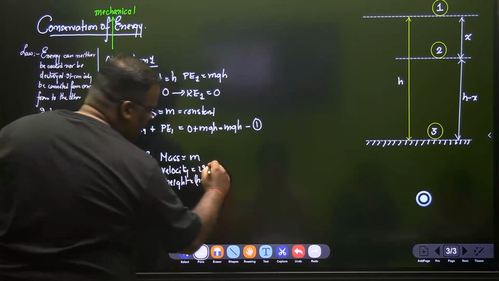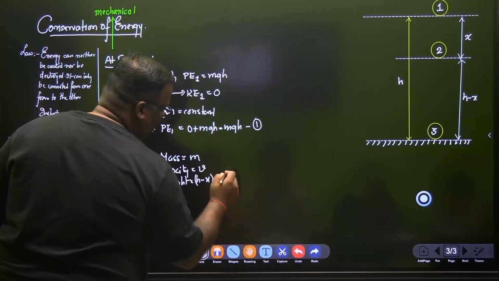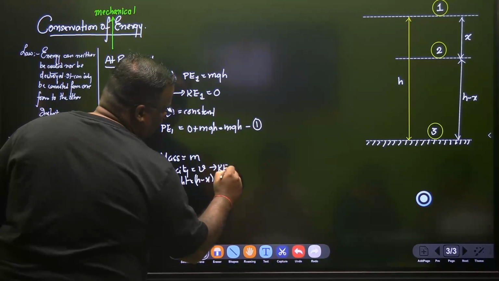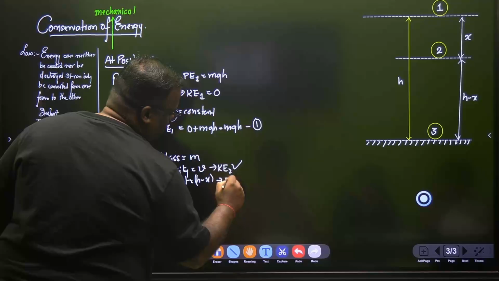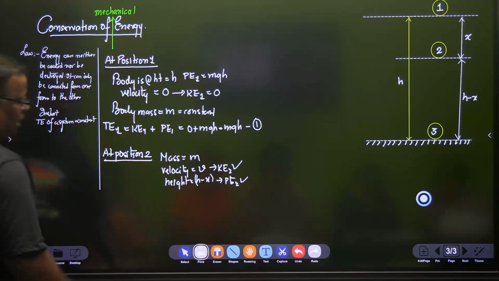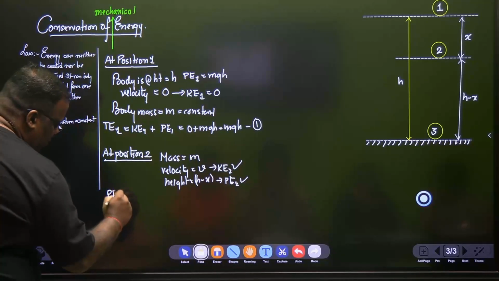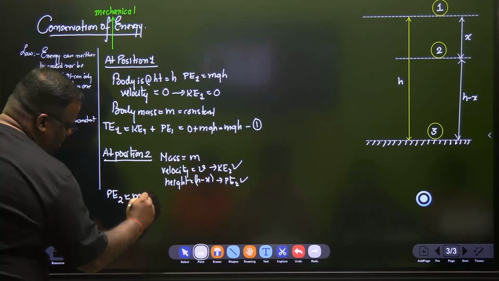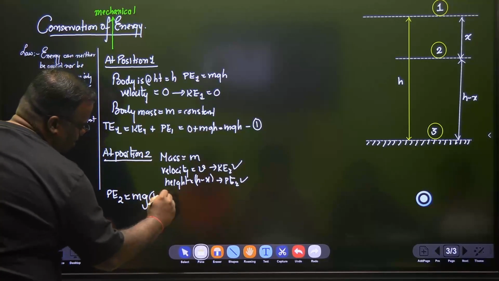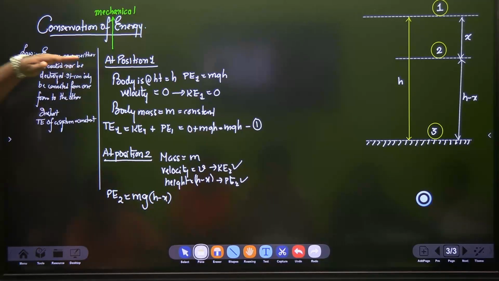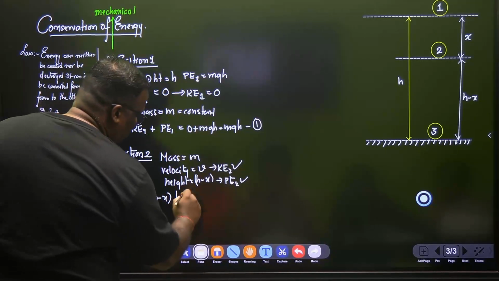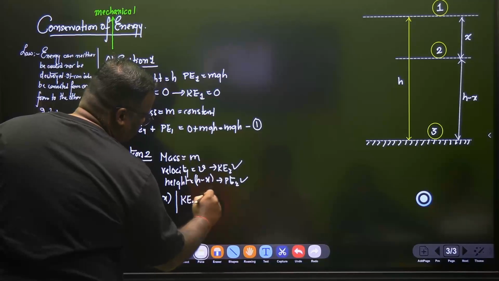This proves that the body at position 2 will have a value KE2, and PE2 also we will have a value. Let's first find out what is PE2. That is a bit easy. PE2 will be mass m, g into h minus x. Do you agree? That is the height. Height is always measured from the bottom, right? Let's see our expression for KE2. KE2 will be equal to how much?